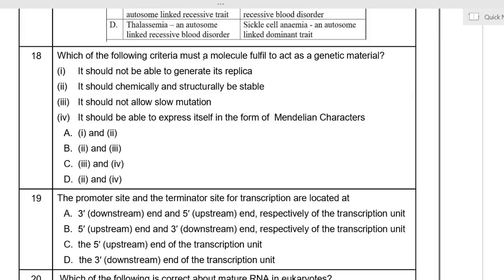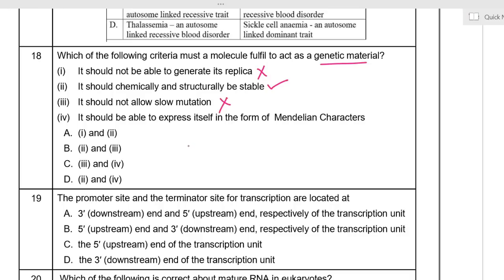Which of the following criteria must a molecule fulfill to act as a genetic material? तो इनमें से कौन से criteria होने चाहिए for a molecule so as to be used as a genetic material? So it should not be able to generate its replica. तो ये option fulfill नहीं कर रहा है. It should chemically and structurally be stable. Definitely it should be chemically and structurally stable. And it should not allow slow mutation. No, ये भी गलत है. This is not a characteristic.